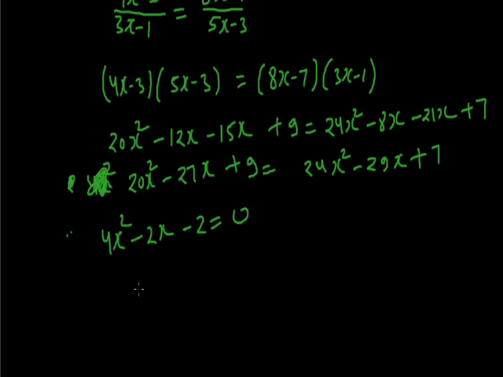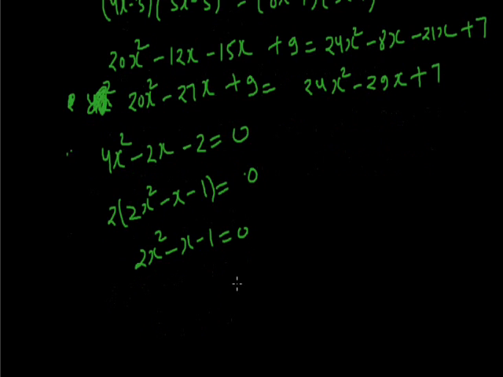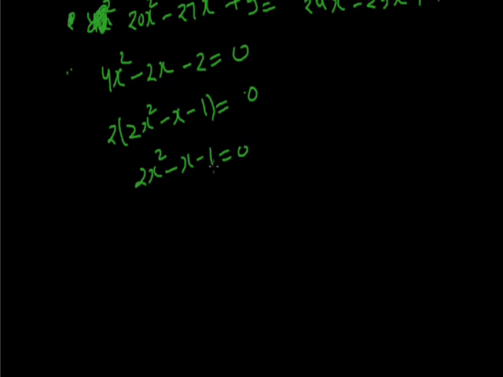Now in this equation 2 is common, so the equation becomes 2x square minus x minus 1 equals to 0. Now we can factorize this. 1 is multiplied with 2, we get 2. Now we factor 2 into 2 and 1, so minus x can be written as minus 2x plus x. So minus 2 plus 1 we get minus 1, equals to 0.